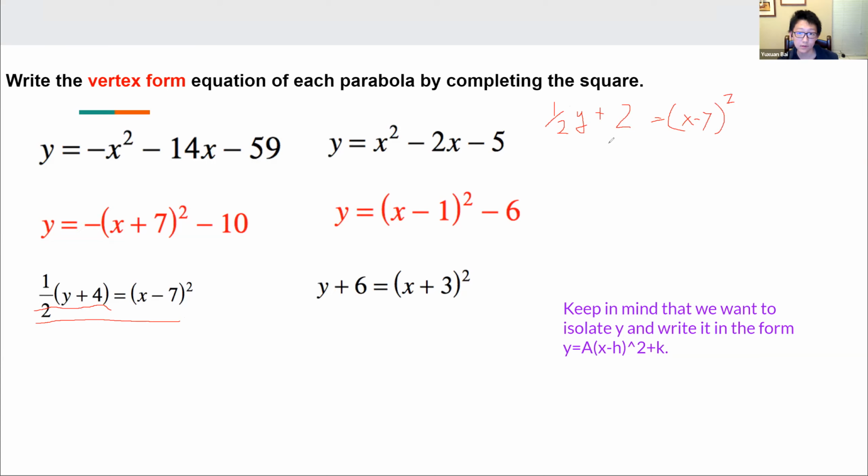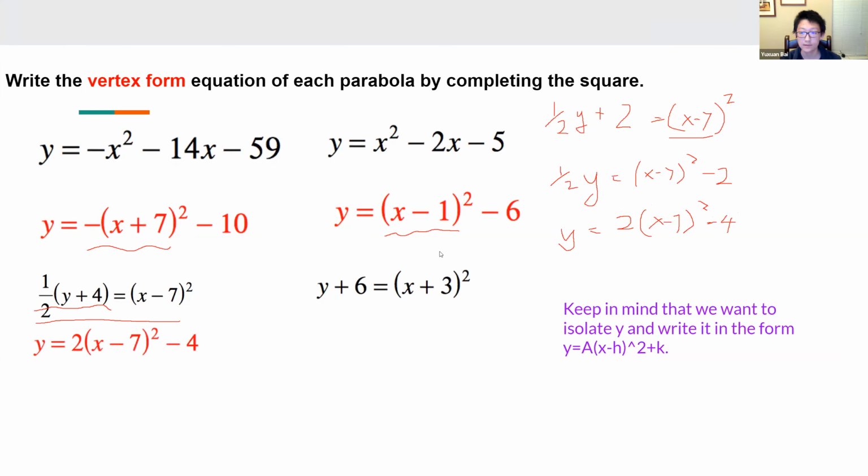Because at the end, you want to have this type of term, and this is already in that form, so you just keep it there. You don't distribute it. And it's just basic algebra. Half y is equal to (x minus 7) squared minus 2, and you multiply both sides by 2. So y equals 2(x minus 7) squared minus 4. And that should be the answer for this one. Yes, okay, good.